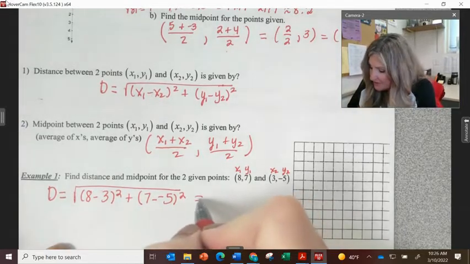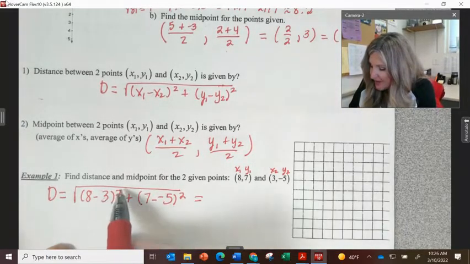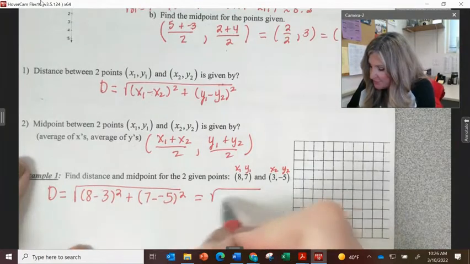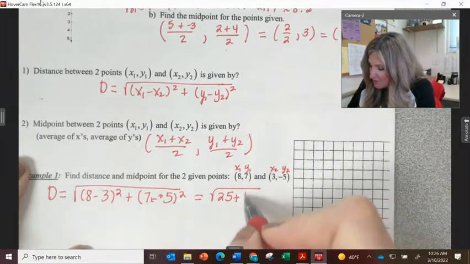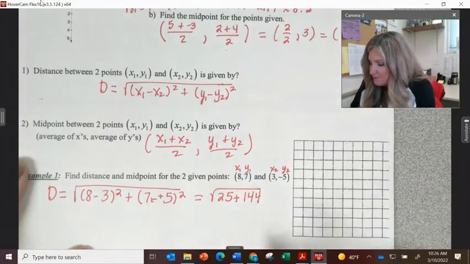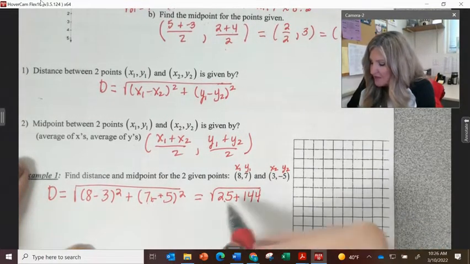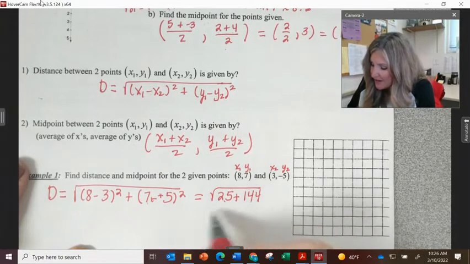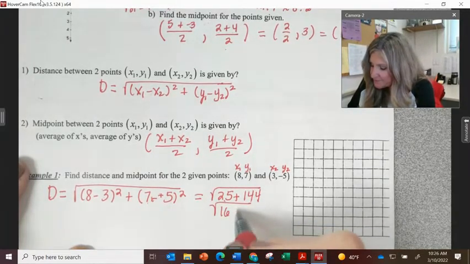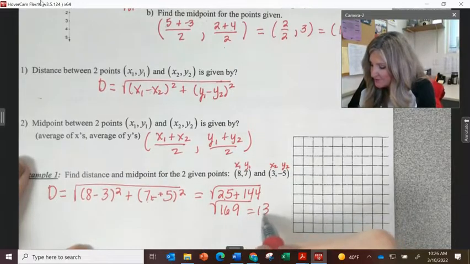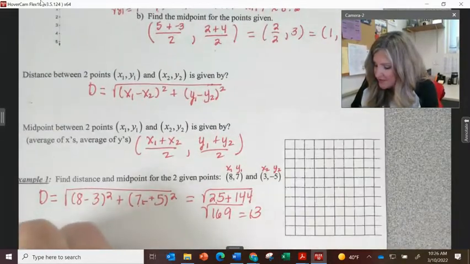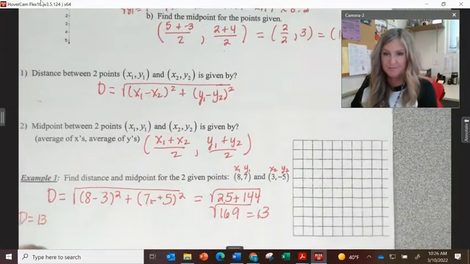So then I'm going to do 8 minus 3 is 5, squared is going to be 25. 7 minus -5 is 12, squared is going to be 144. And so 25 plus 144, that's going to be 169. And that square root, you should know, is going to be equal to 13. So our distance then is going to be 13.